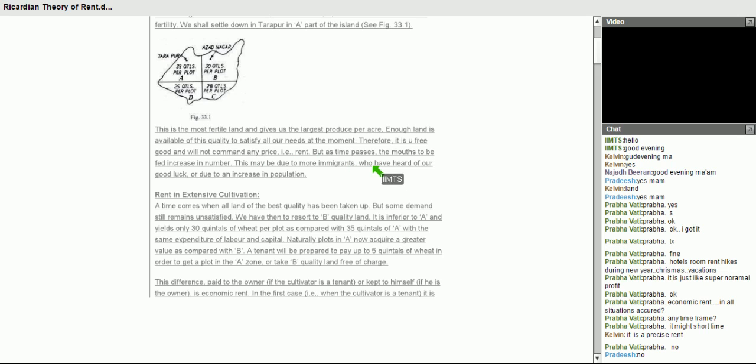But as time passes, the mouths to be fed increase in number. This may be due to more immigrants who have heard of our good luck or due to an increase in population. So over a period of time, this piece of land may just not be able to satisfy the needs of all the people who are there, because the population might just increase.